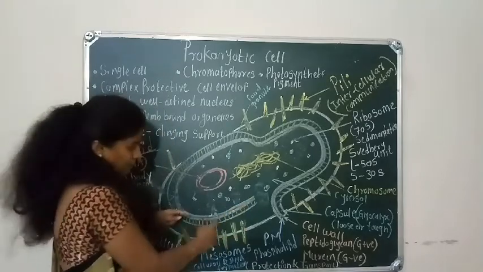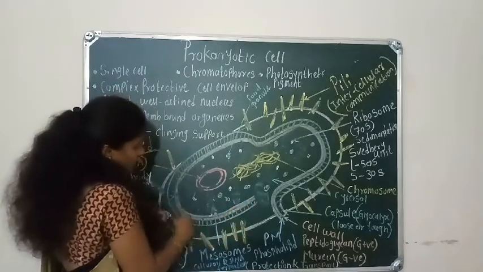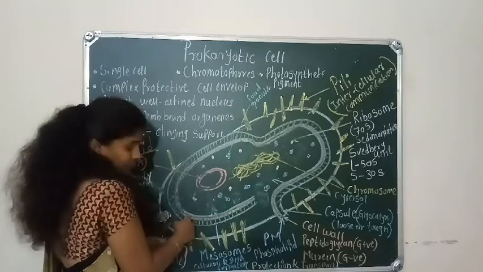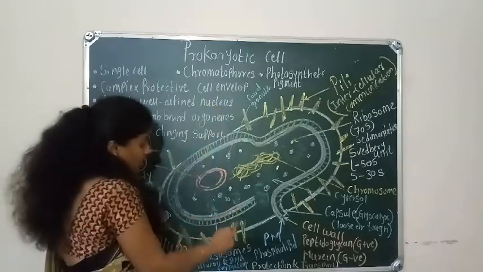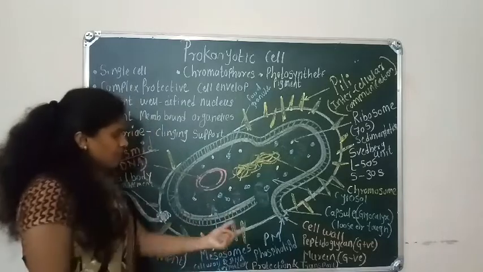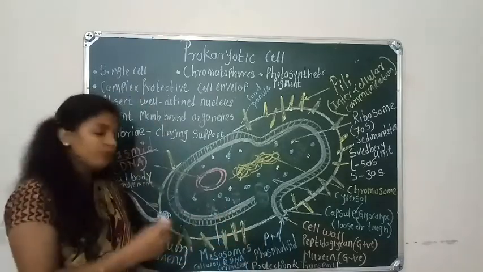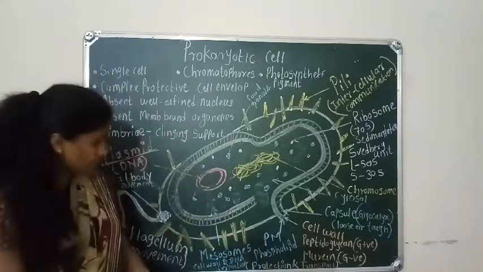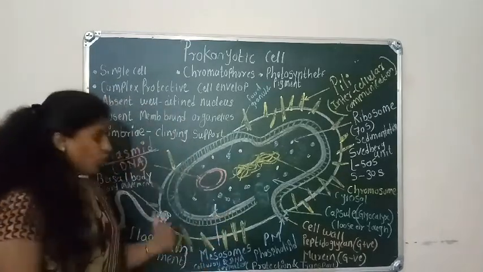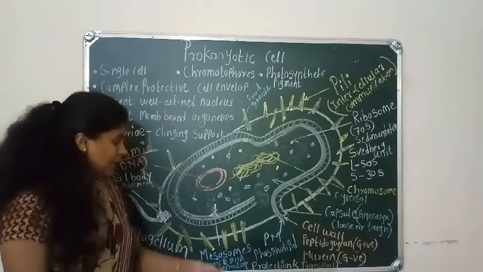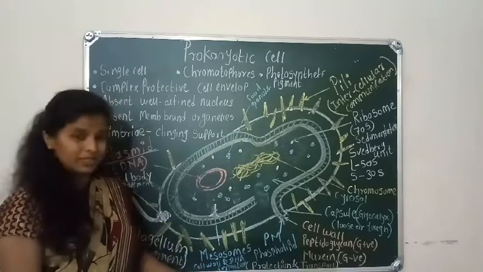The plasma membrane. Plasma membrane is the inner part of the cell or inner membrane of the cell envelope. Some regions of the plasma membrane show infolding. This is an infolding called the mesosome, for the formation of the cell wall and the DNA formation.